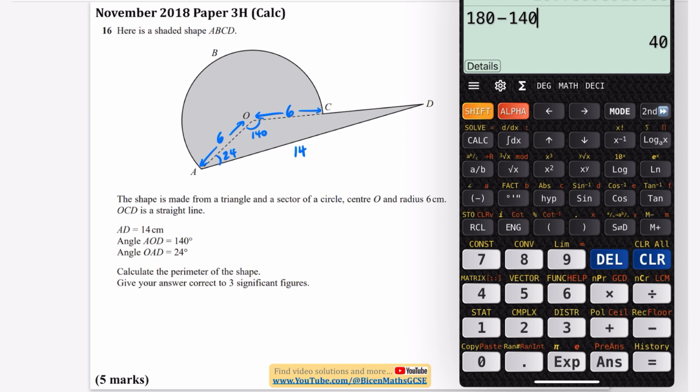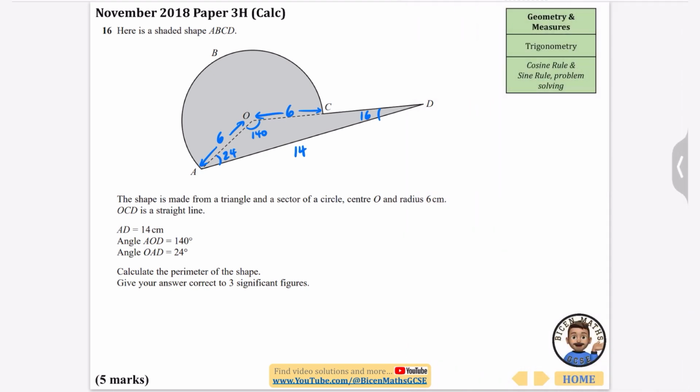So I'll do 180 minus 140 minus 24. So that one is 16. And if I use it, great. And if I don't use it, it's not an issue at all. Let's just get rid of that little bit at the bottom.